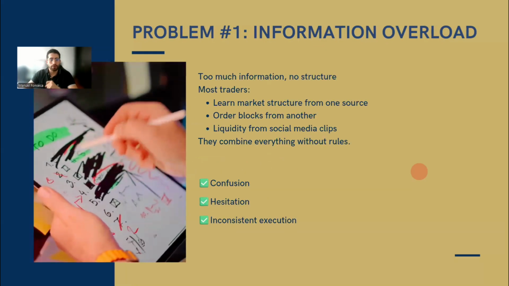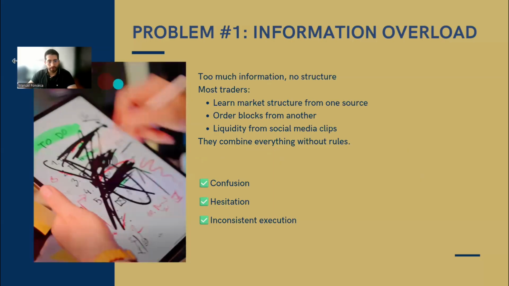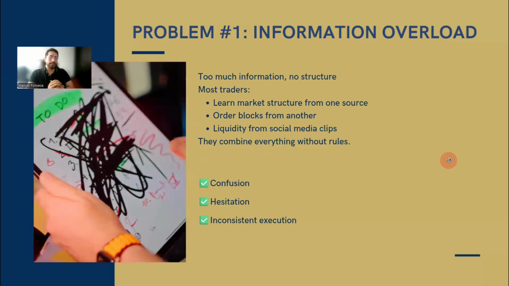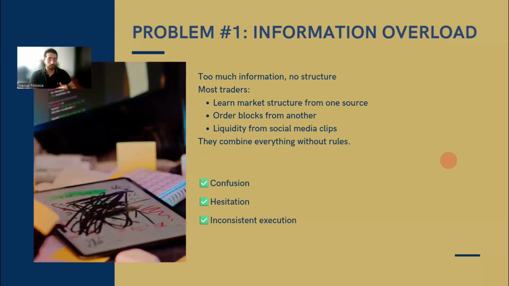Now, this is problem number one: information overload, especially with this type of strategy or system. Too much information and no structure. Most traders learn market structure from one source, order blocks from another, and liquidity from social media clips, and they combine everything without rules. This is the biggest mistake we may ever make, and it leads to confusion, hesitation, and inconsistent execution.